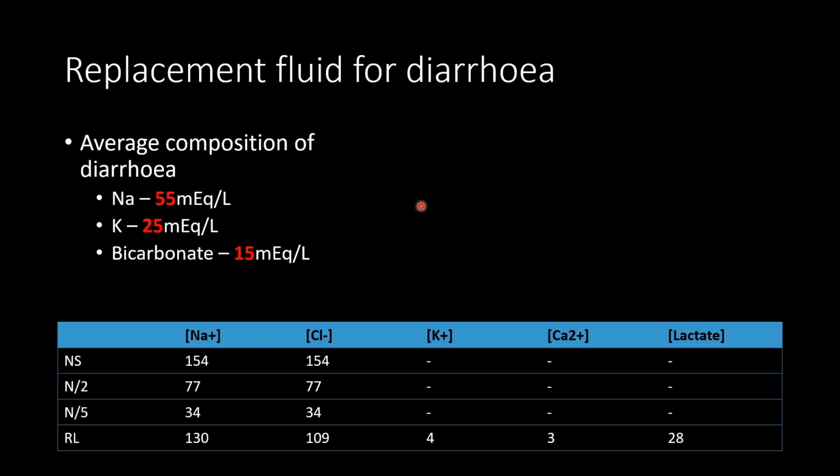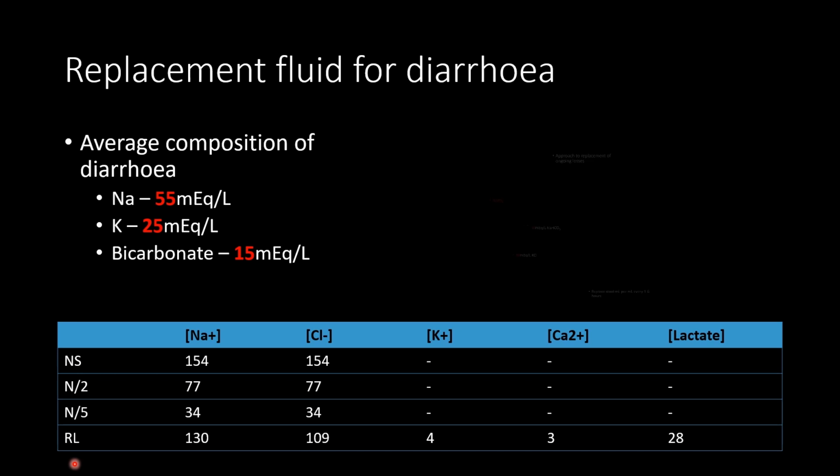So coming to this example, what is the replacement fluid for diarrhea? The average composition of diarrhea is sodium around 55 milliequivalent per liter, potassium around 25 milliequivalent per liter, and bicarbonate around 15 milliequivalent per liter. So these are the common IV fluids available. Think which fluid has almost 55 milliequivalent per liter sodium and bicarbonate around 15. Accordingly, we will choose that.